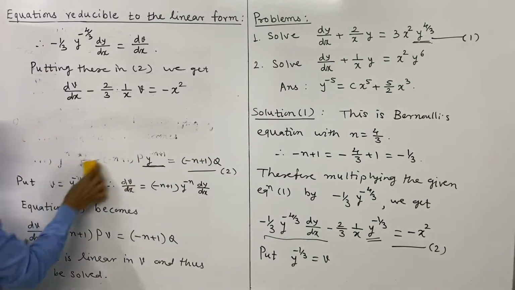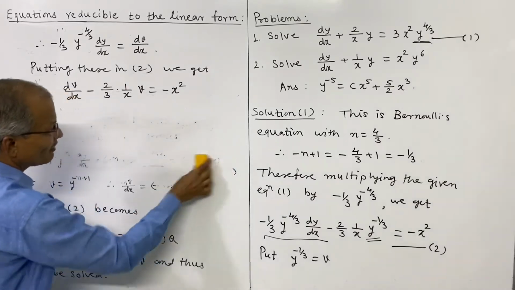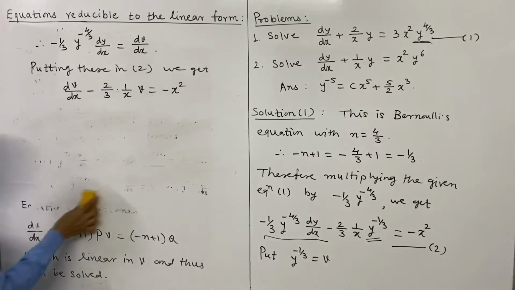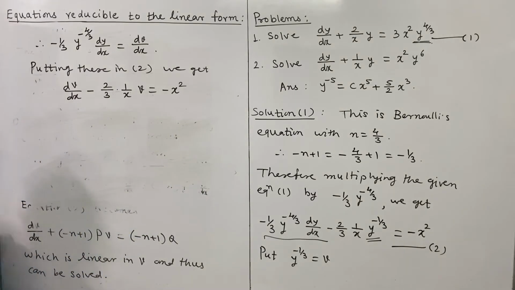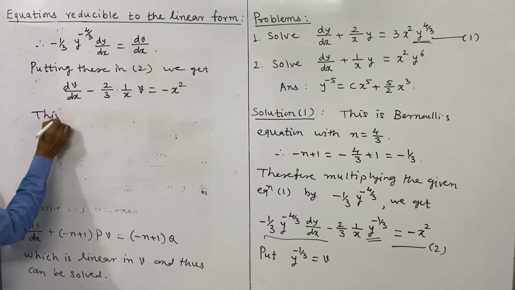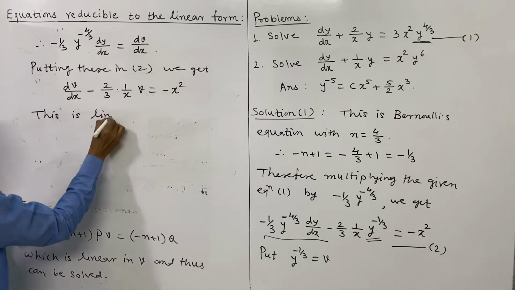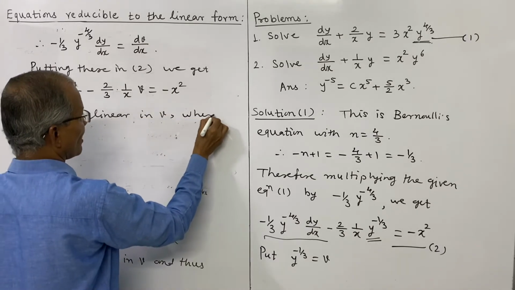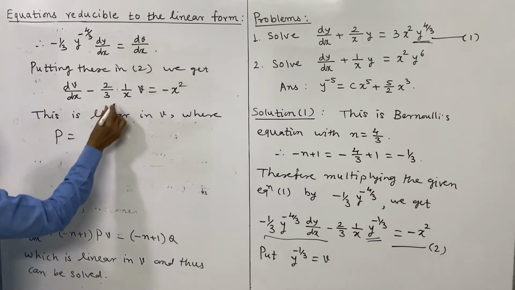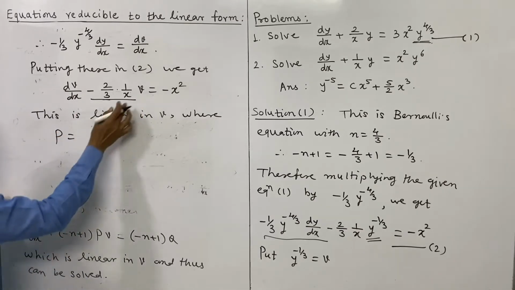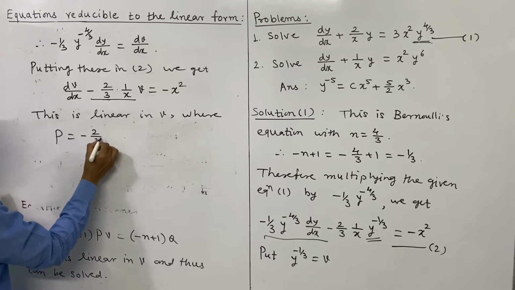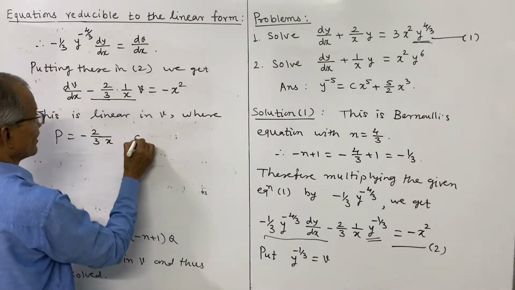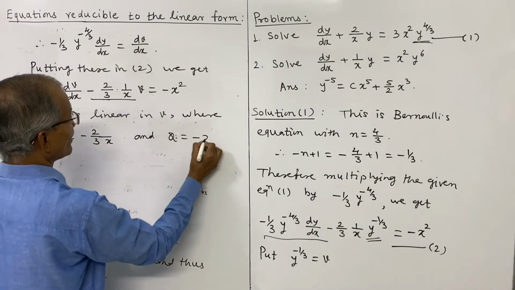Now what is the method? We should compare this with dv by dx plus pv is equal to q, and write the value of p and q for this. This is linear in v, where p is this value with negative sign, coefficient of v, minus 2 by 3 or minus 2 by 3x we can write, and q is negative x square.